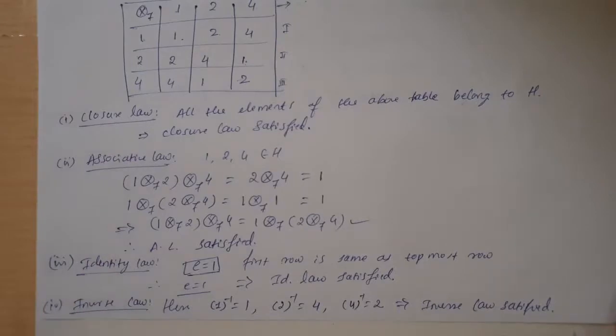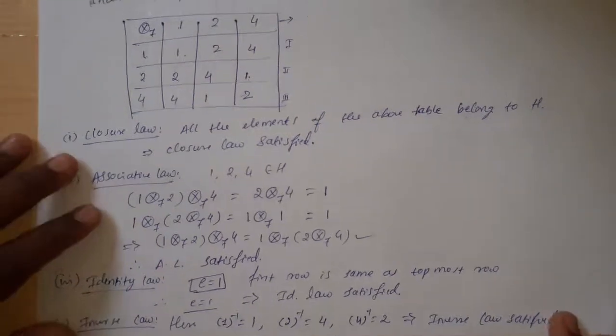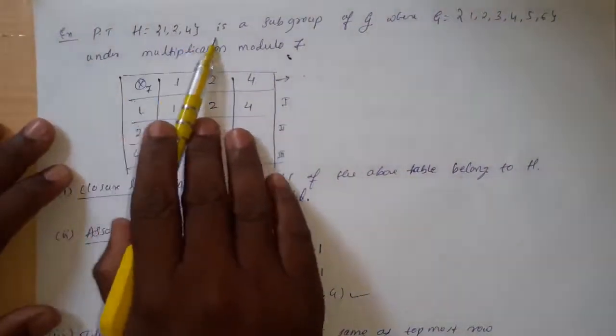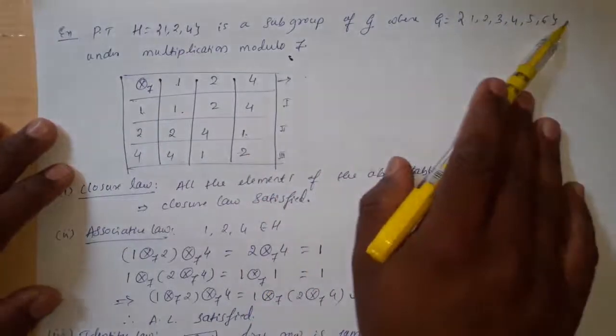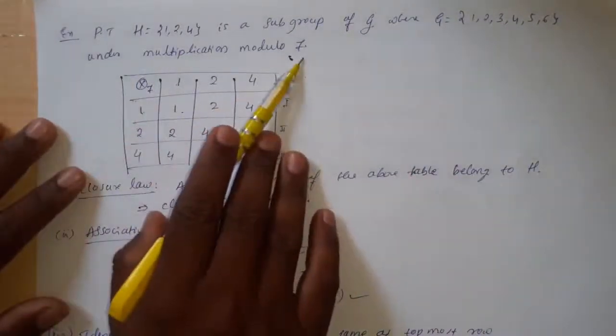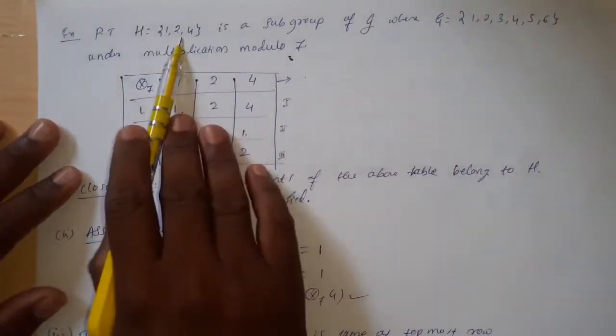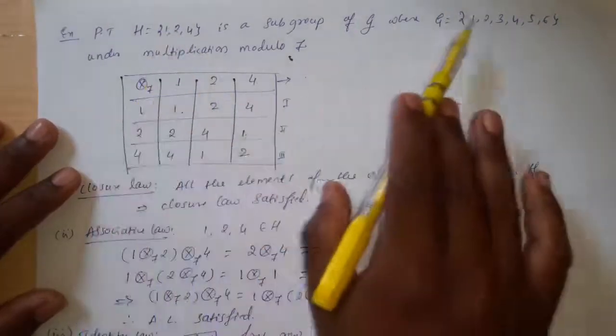Inverse law satisfied. If the inverse law is satisfied, identity law satisfied, associative law satisfied and closure law also satisfied, then we can say that H is a group under multiplication modulo 7. If H independently is a group, then we can say that it is the subgroup of G. So here in the question it is given that H equal to 1 to 4 is a subgroup of G, where G is this one under multiplication modulo 7. So therefore, here already G is a group and this is a subset. We need to prove that this is the subgroup of G.